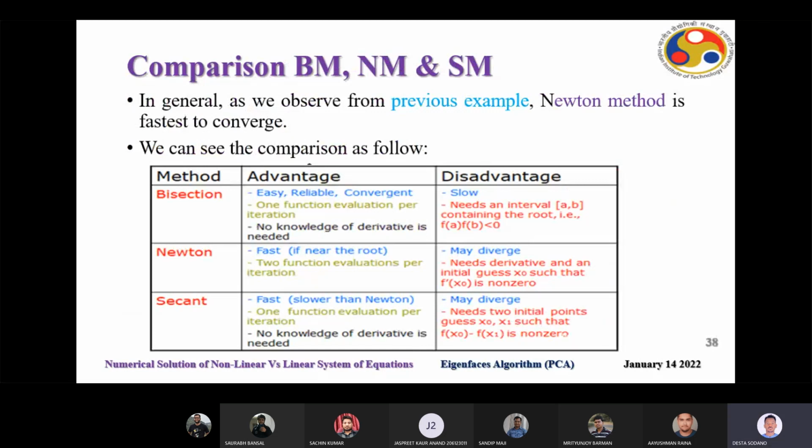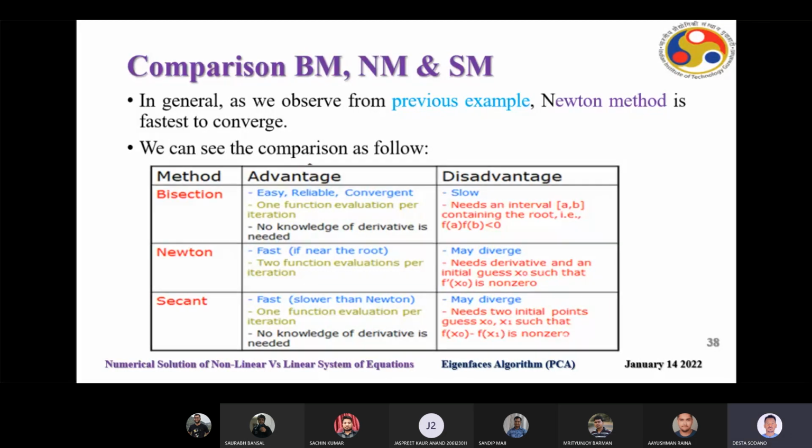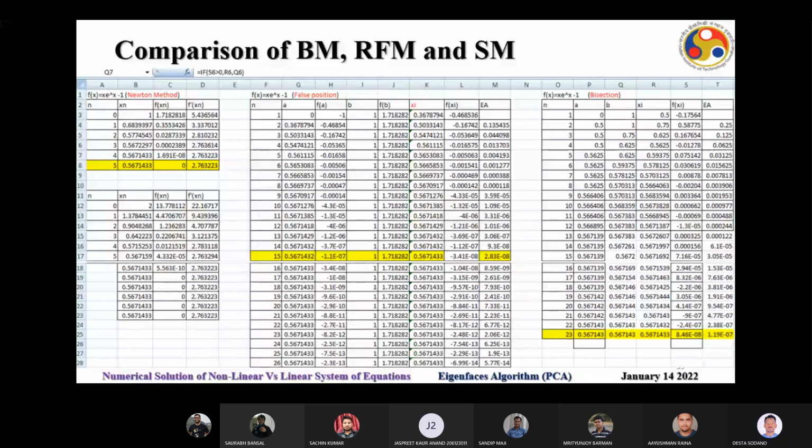The three methods' advantages and disadvantages, compared and contrasted with one another, are available here already. For example, bisection is easy and reliable, but its disadvantage is that it is slow. Newton is fast, but its disadvantage is that it may diverge. Secant is fast, but may diverge. So this is again a comparison of the bisection method, the graphical fixed iteration method, and the secant method.